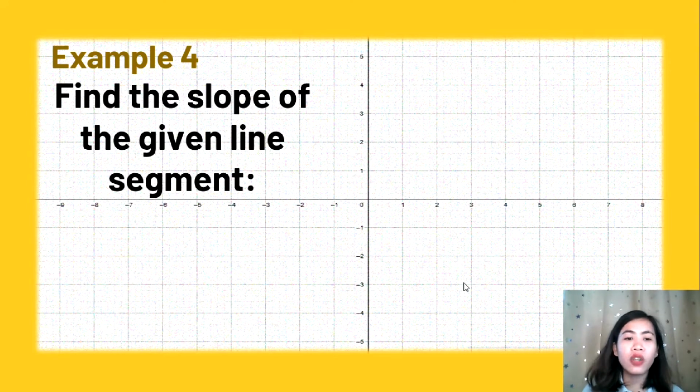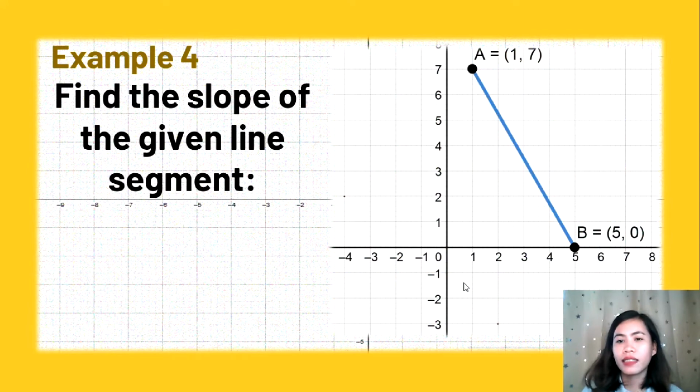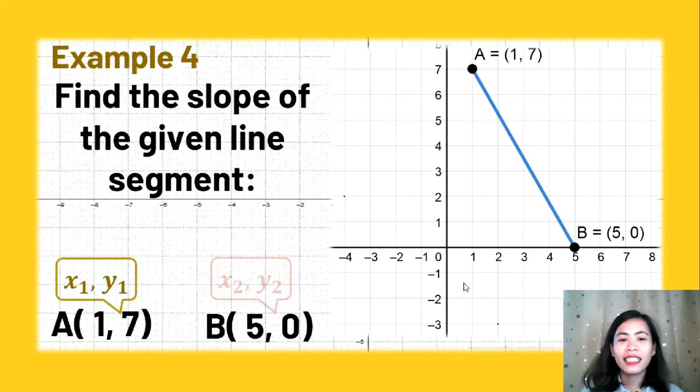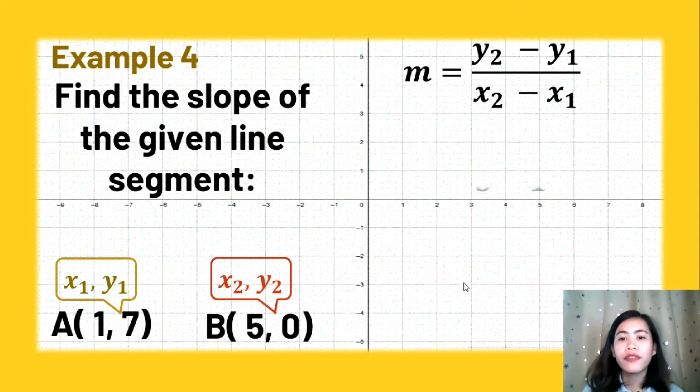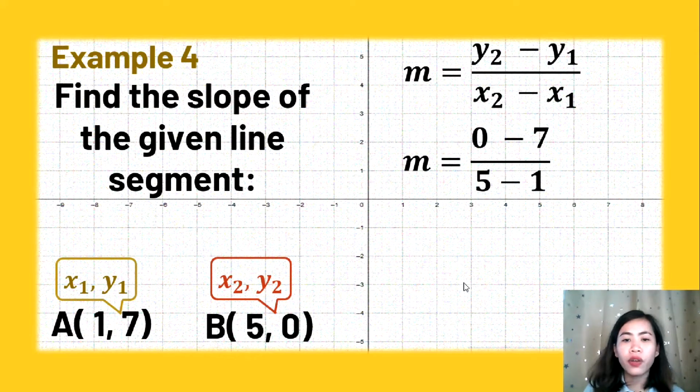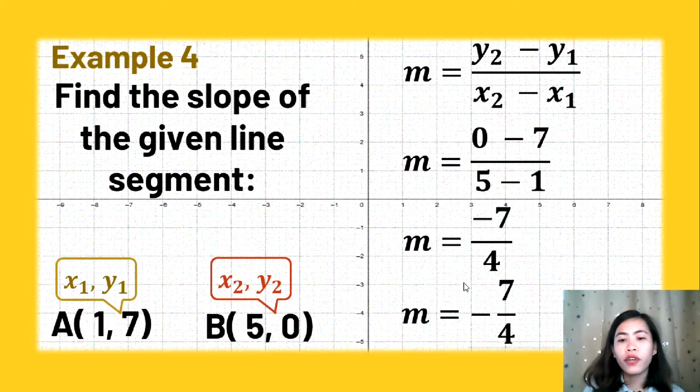Next, we have find the slope of the given line segment. So, again, ganun lang ulit. Substitution using the slope formula, we have 0 minus 7 all over 5 minus 1. So, we have negative 7 over 4. For our final answer, we have negative 7 over 4.